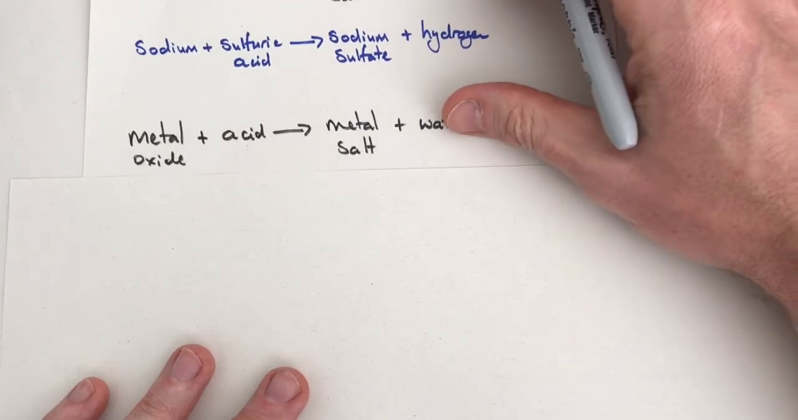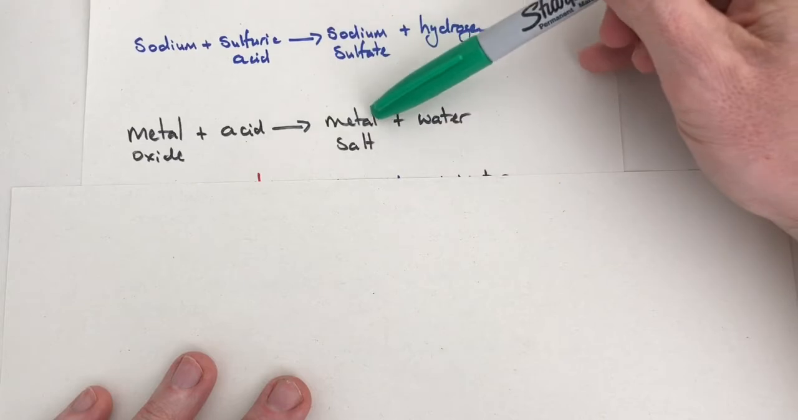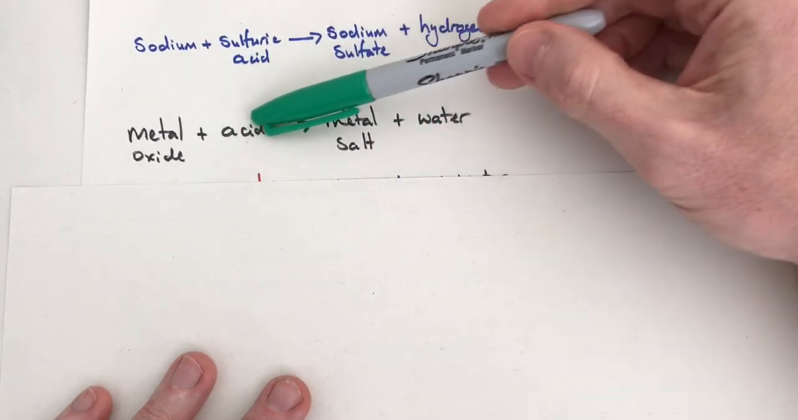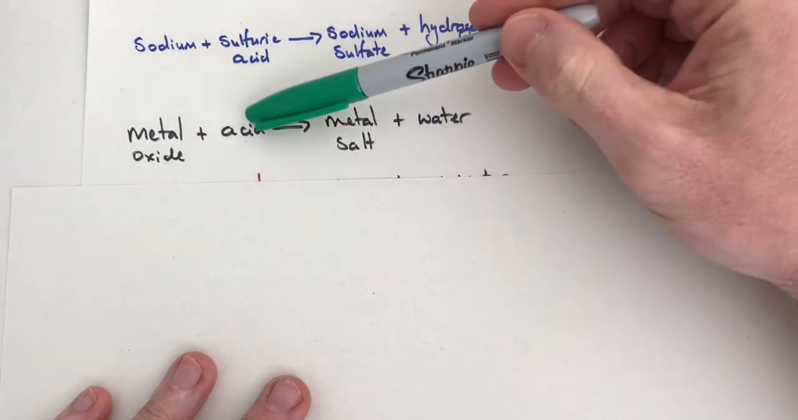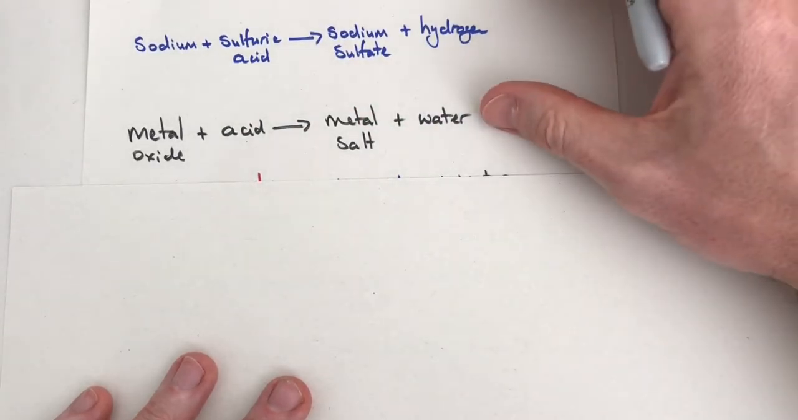The second general equation is a metal oxide added to an acid gives us a metal salt and water. This is actually a neutralization reaction, so we've got a base and an acid making a salt and water. That should jog your memory of that topic.